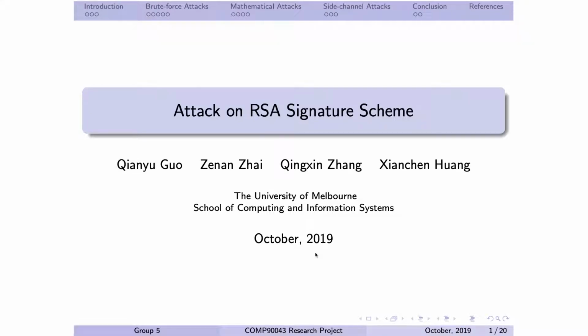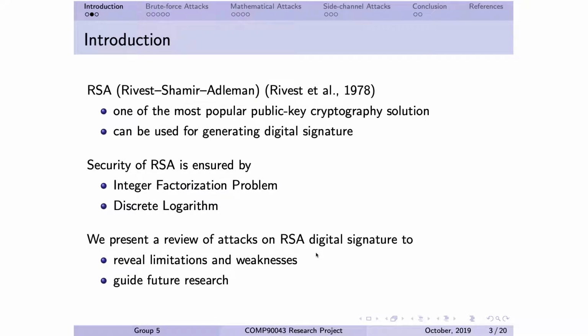Hi everyone, we are Team 5 and our topic is attack on RSA signature scheme. RSA is one of the most popular public key cryptography solutions and is widely used by many web applications. It can be used for generating digital signatures by simply encrypting the message with the user's private key.